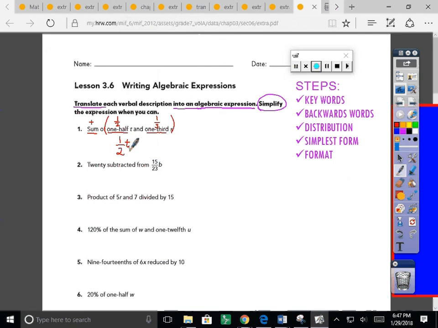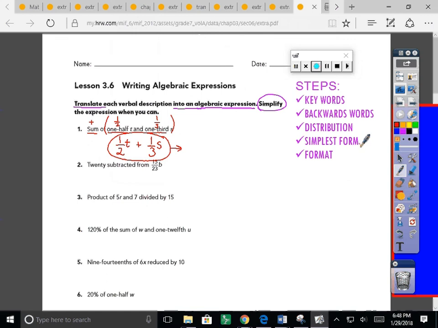Notice that variable needs to be next to my fraction here, maybe in the numerator, but never in the denominator, because that would have a different meaning. And I remember here they said 1/3 s. Well, this is the sum. They're talking about addition, so here we've got an okay answer. But if you go back to our list over here, were there any backwards words to worry about? No. Distribution? Not this time.